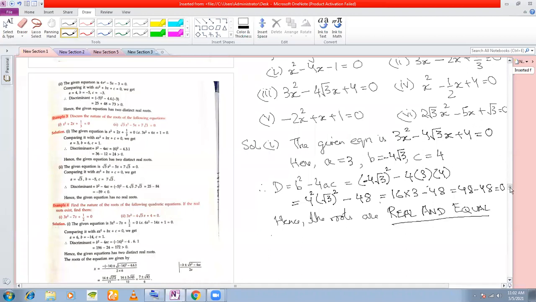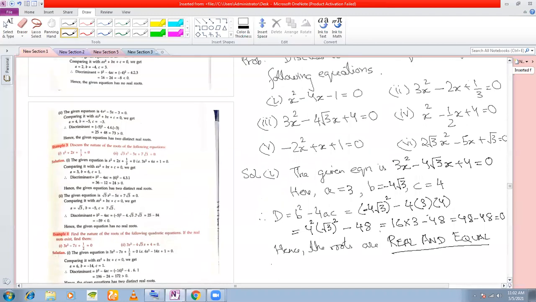Now, before proceeding further, I would just like to mark these two questions with a star, because these two we have found real and equal. I'll just show you something very interesting. If you know that the roots of a quadratic equation are real and equal, then there is a very interesting observation you can make from the equation. That I'll show you after I finish all the 6 parts. So let us proceed with the next part.